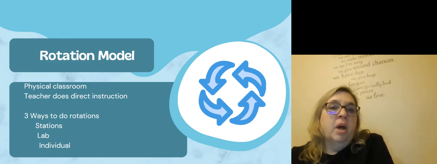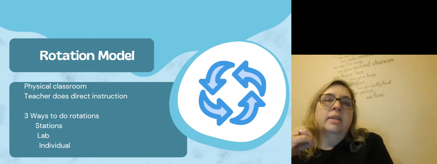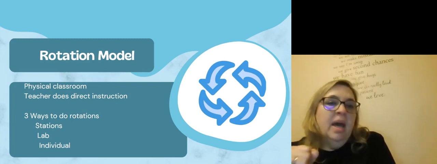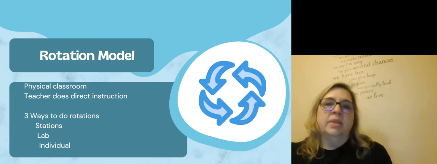The second way to do the rotation model is to use a lab. So this is not as common as it used to be because many of our schools have devices per student, though that's not 100%. And so the lab is for those instances when the teacher doesn't have technology in the room, especially not one-to-one. So they might have to go to a lab type situation.